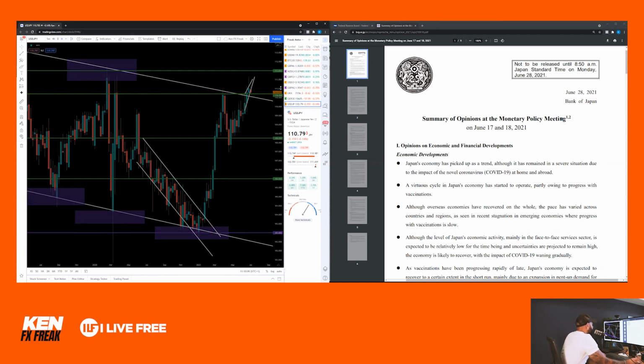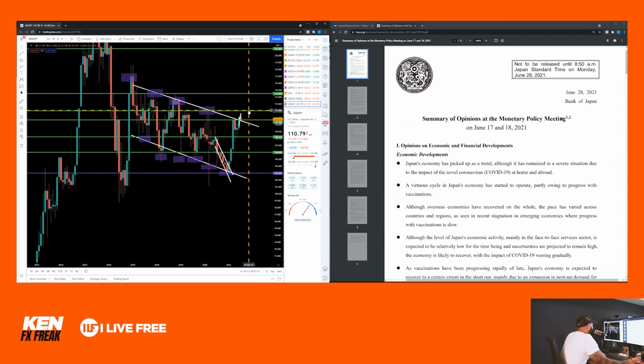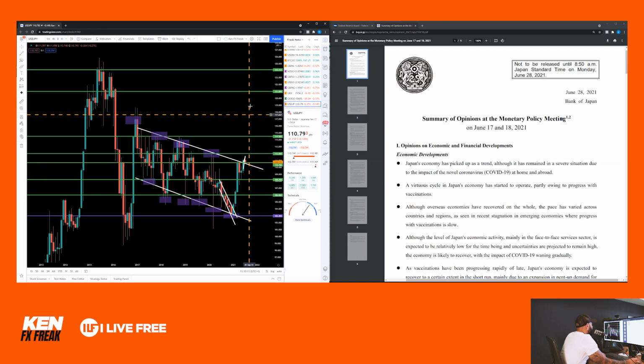Now, on the monthly, I've got key levels here as well to keep an eye on. We've got the psychological 112, then 114.50, and then a clean run into 121. 121 is the target that I'm looking at.